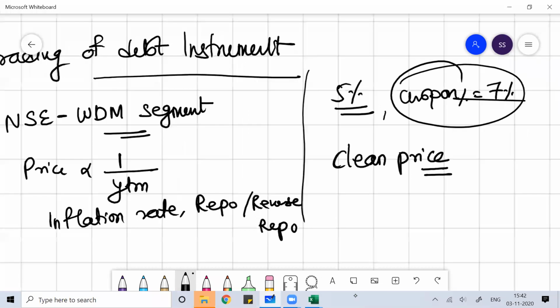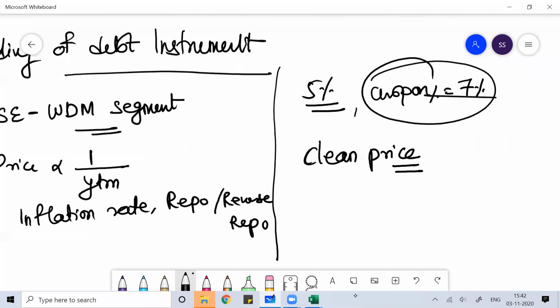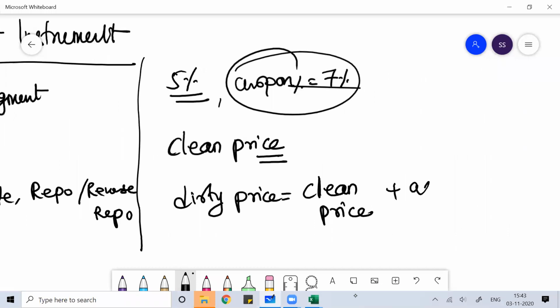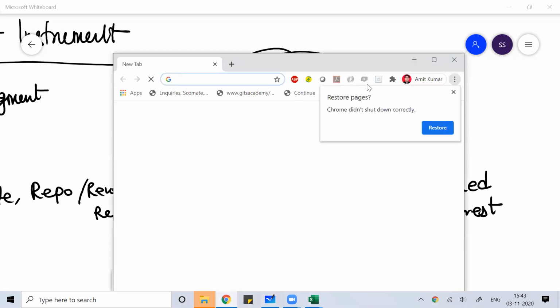Whenever anyone buys or sells a debt instrument, that trading happens at a price, and that price is called the dirty price. The dirty price is nothing but the clean price plus accrued interest. If you type clean price and dirty price in Google, you will get a lot of information about what the clean price and the dirty price of a debt instrument are.